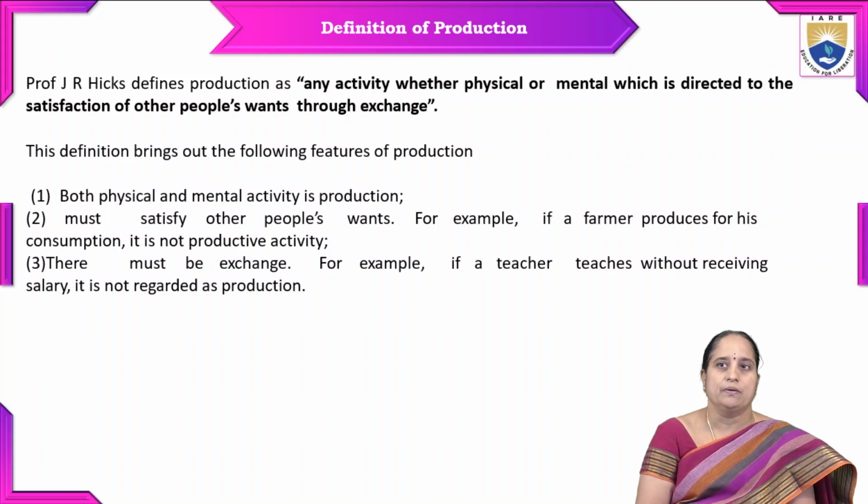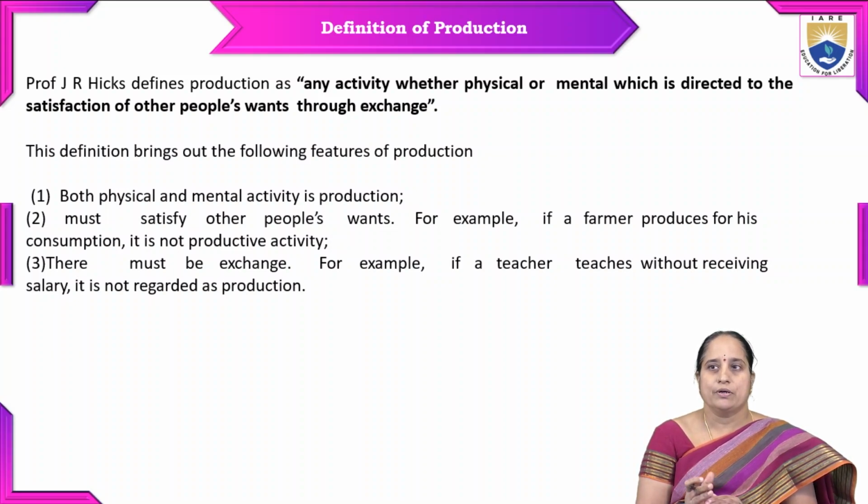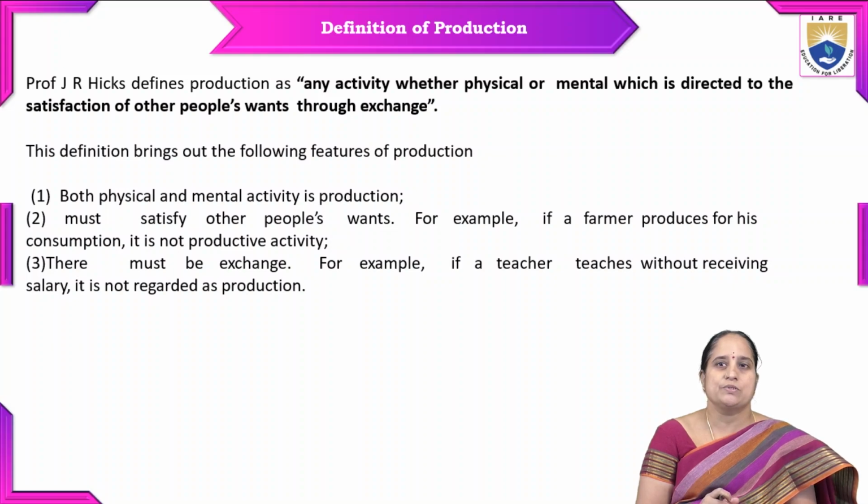So we are producing not for our own sake, but we are producing the goods and services to satisfy the needs of other people. For example, if a farmer produces for his own consumption, it is not a productive activity. But if the same farmer produces for others' consumption, then it is known as a production activity. We are producing for others. And there must be exchange. For example, if a teacher teaches without receiving salary, it is not regarded as production. So there should be some exchange activity.